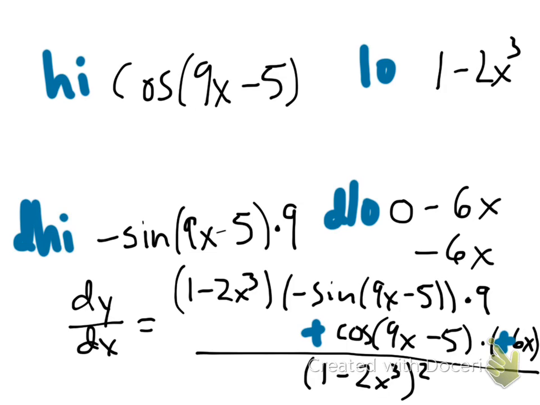So that was one example, and then in the next example I will do one where the chain rule causes the quotient rule, whereas this one, the quotient rule caused the chain rule.